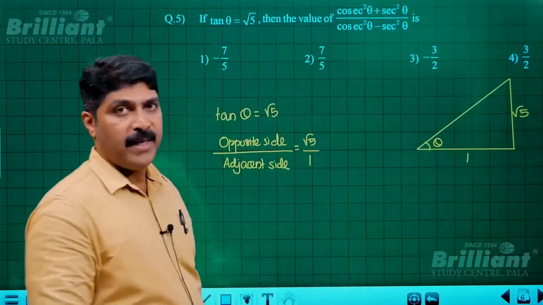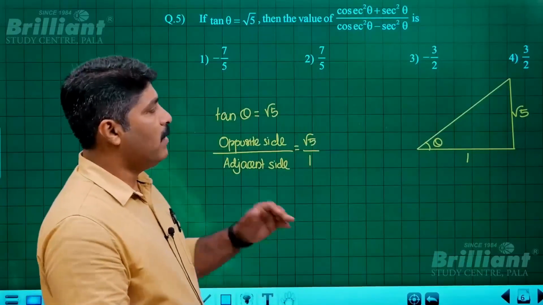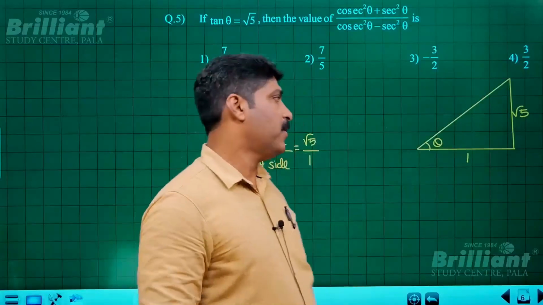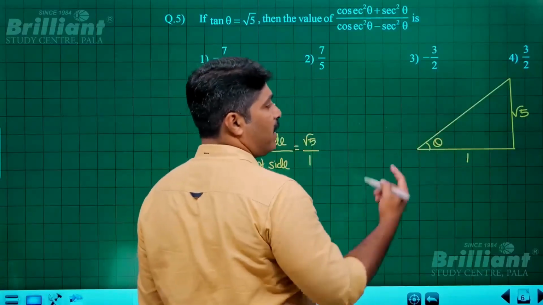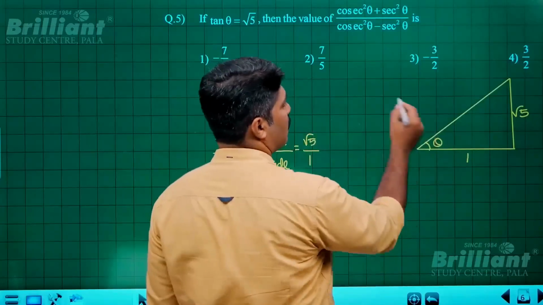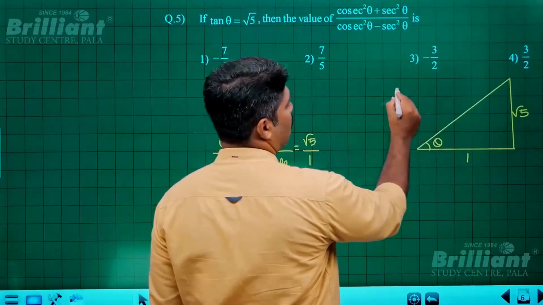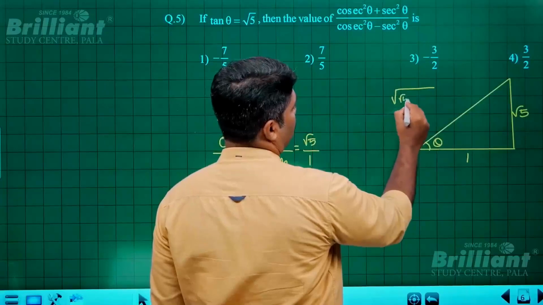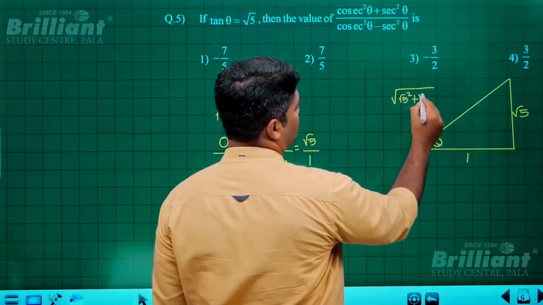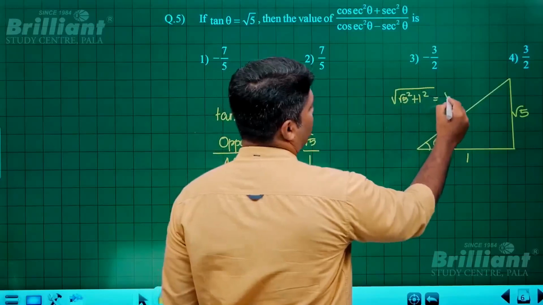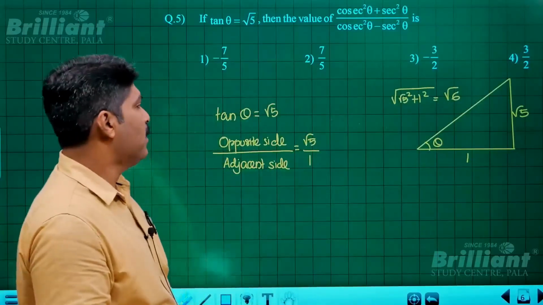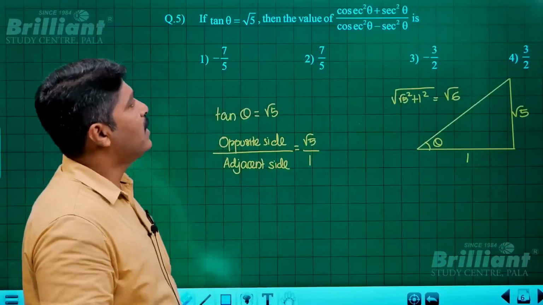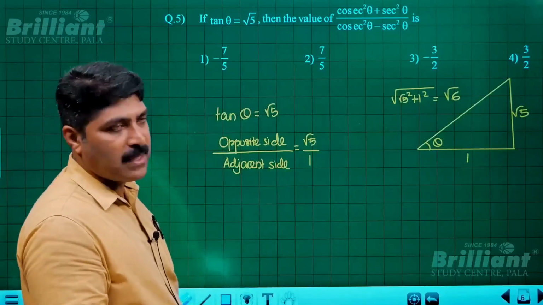So applying the Pythagoras theorem, we can find out the hypotenuse. Got it? So this is the hypotenuse here. So what will be the hypotenuse? How to find it? The hypotenuse is equal to the square root of root 5 square plus 1 square. So that will be equal to root 6. Now we have the hypotenuse equal to root 6. Then we can find out cosec theta and sec theta.